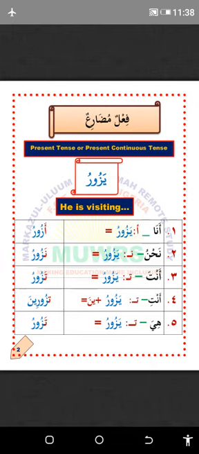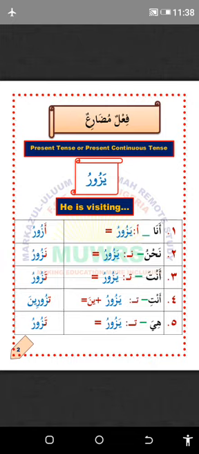Thalatha, number three. Anta, you, representing a single male person. So how do we change the verb yazuru to suit anta? All you need to do is to detach ya'un and attach ta'un. So the verb yazuru will now become tazuru, which means you are visiting, talking to a single male person.